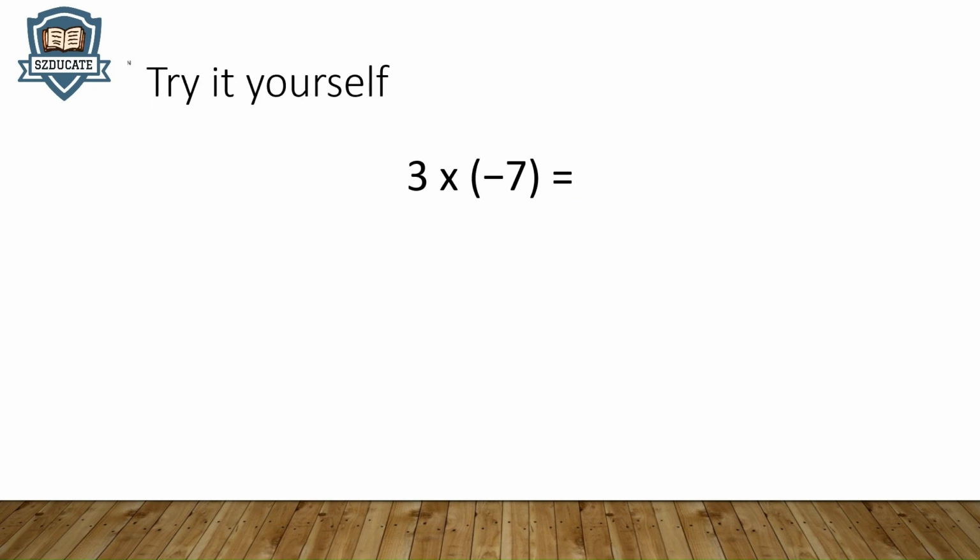Next, same thing. Pause. Come back. 3 times minus 7. Positive 3, and the sign for negative 7 is negative. The signs are different. Your answer is negative. 3 times 7 gives you 21. You got it?